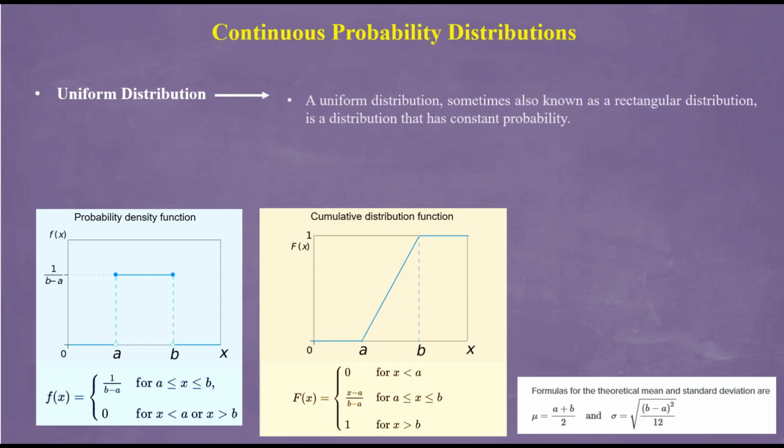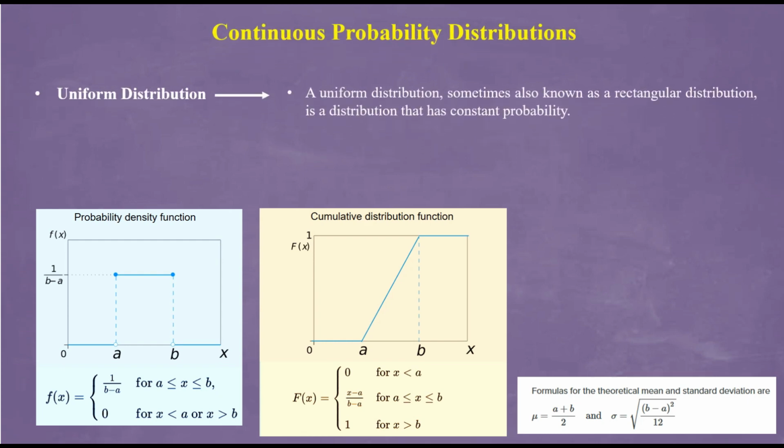The third type of continuous probability distribution is uniform distribution. A uniform distribution, sometimes also known as rectangular distribution, is a distribution that has constant probability. That's why it is called rectangle distribution. This distribution is defined by two parameters, A and B. A is basically the minimum value and B is the maximum value.